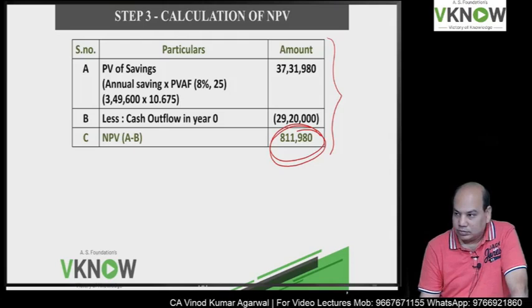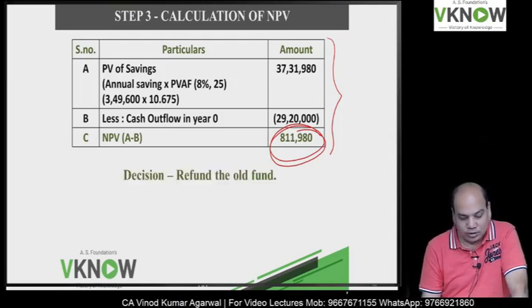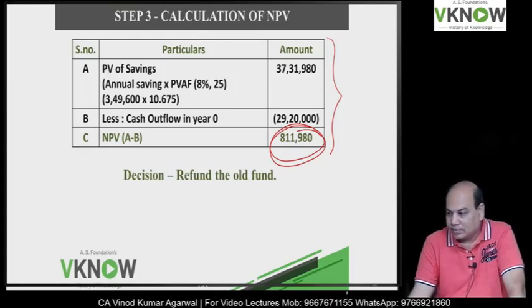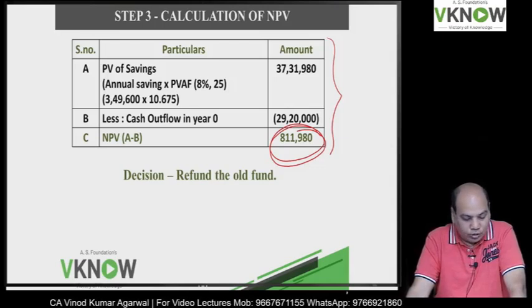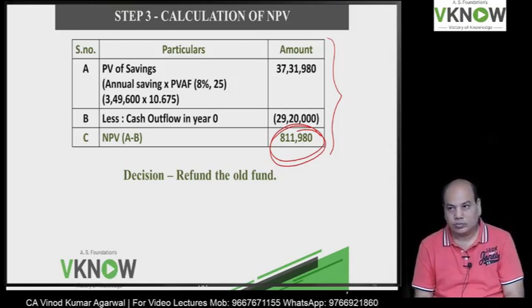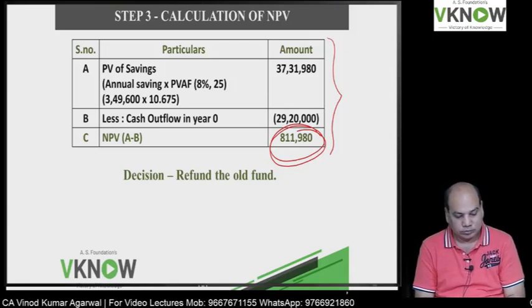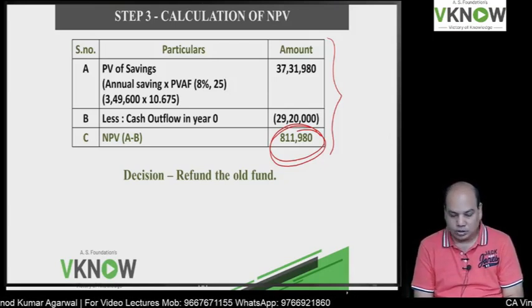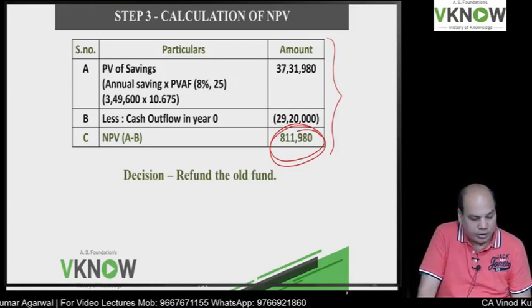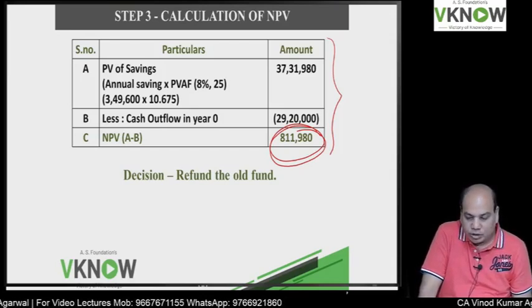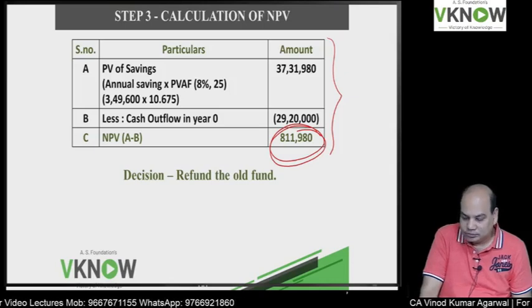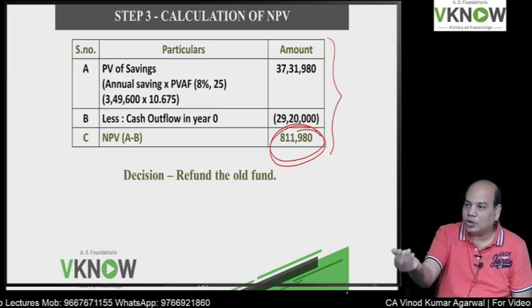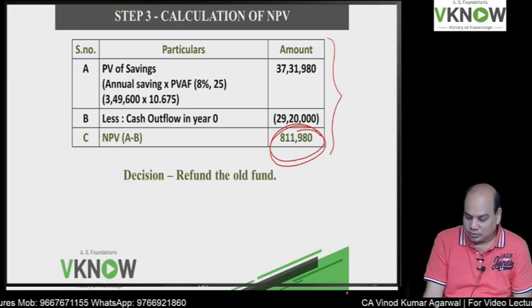So what will be your decision? We will refund the old bond and issue the new bond. So write down the conclusion. Decision: refund the old bond. Okay. So that was a very important question on callable bond. We have covered most of the adjustments in this one example only. If tax is not given in the problem, then no adjustment relating to tax will be required.